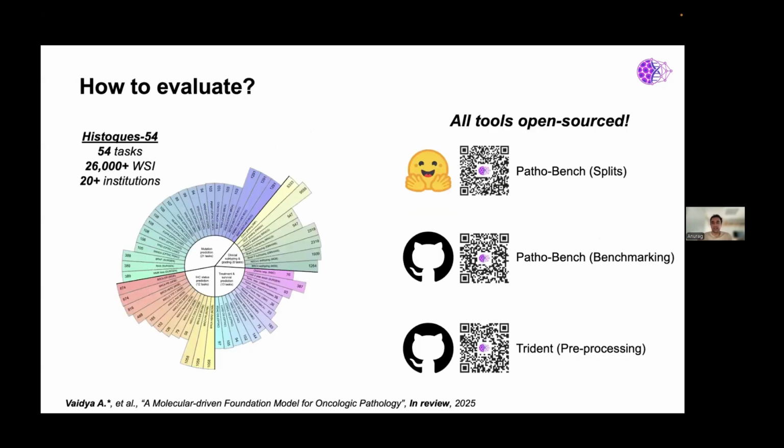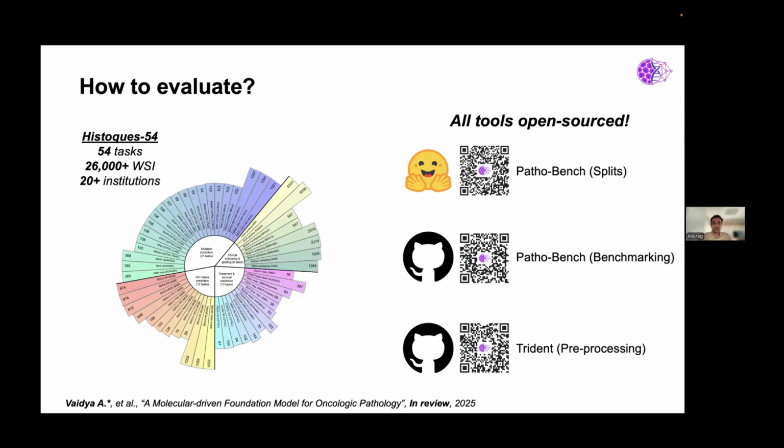So how do we evaluate Threads? To evaluate Threads, we have introduced the HistoQuest 54 dataset, which we are planning to increase to over 100 tasks now. So stay tuned for our updated paper. So in HistoQuest 54, we again have 54 tasks, which comprise 26,000 plus whole slide images, and they have been collected from 20 plus institutions.